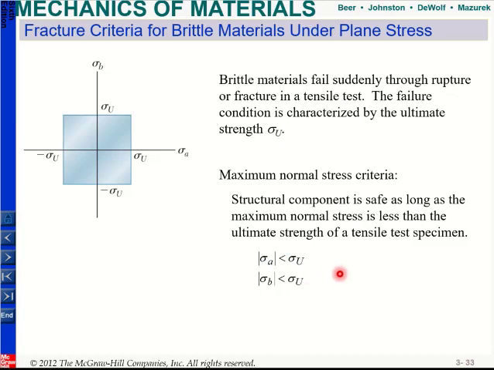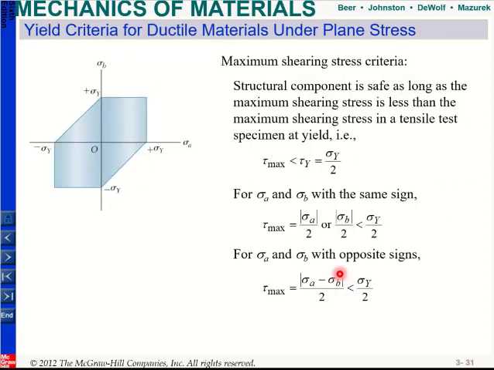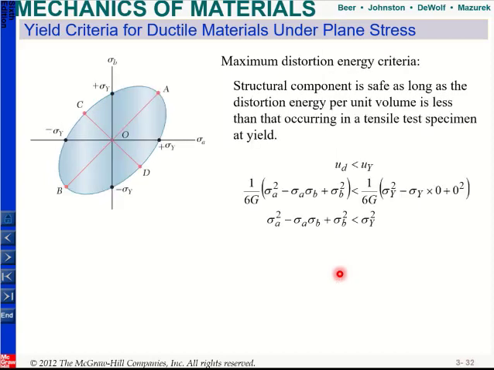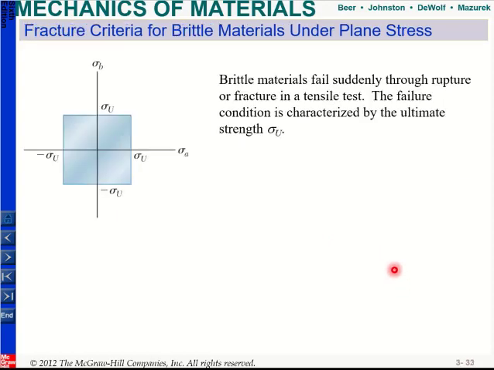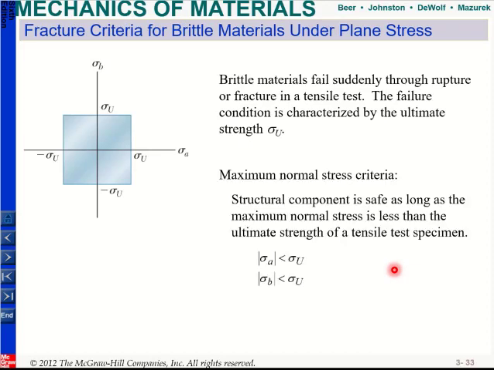If it exceeds your ultimate stress, or sometimes we can also use your yield stress, your material fails. Okay. So just to summarize, we have two conditions for ductile materials. Either you can just look at your shearing stress, or you can calculate this value, sigma A squared minus sigma A times sigma B plus sigma B squared, and it should be less than sigma y squared. And then for brittle materials, generally we just look at the maximum normal stress, and if it is less than your ultimate stress, you are fine. If it exceeds it, then it fails.